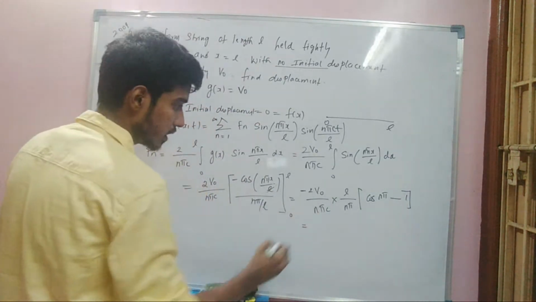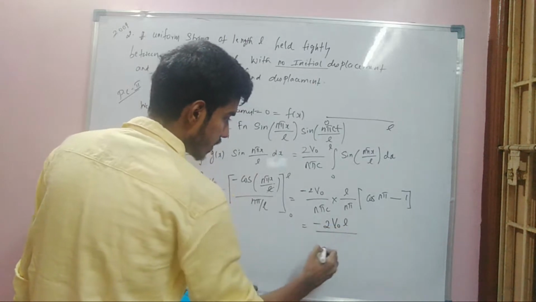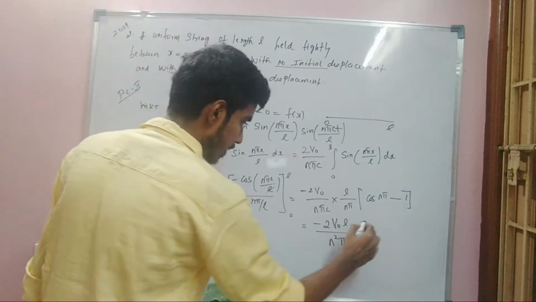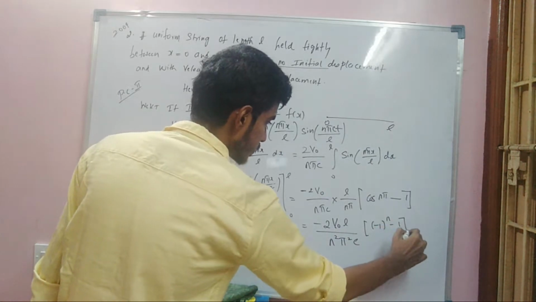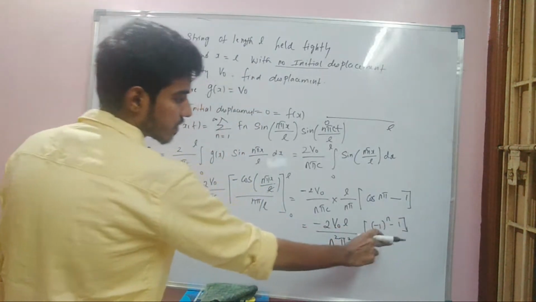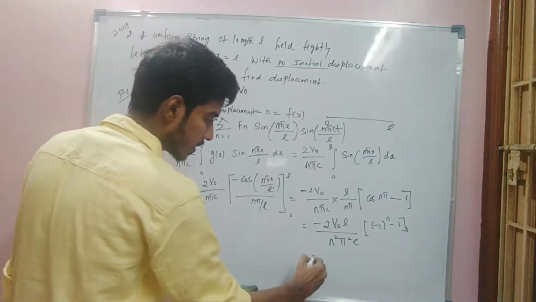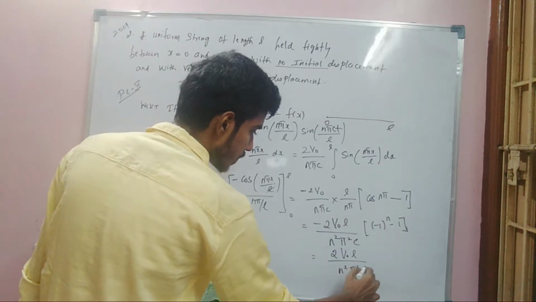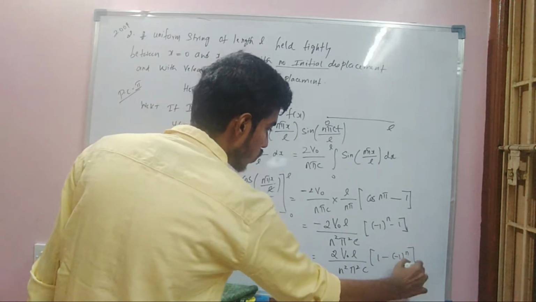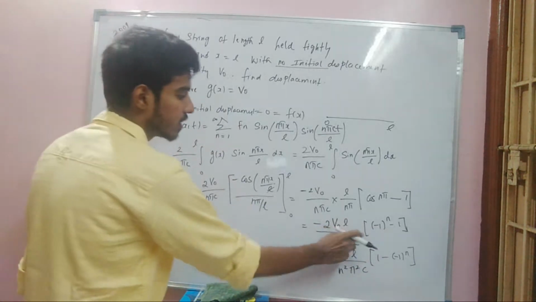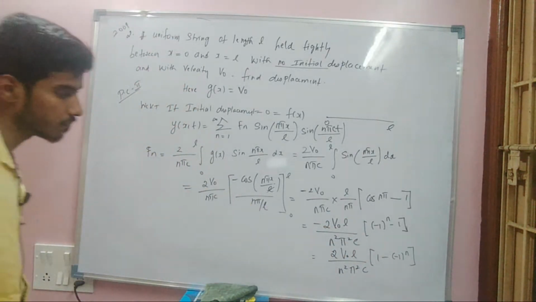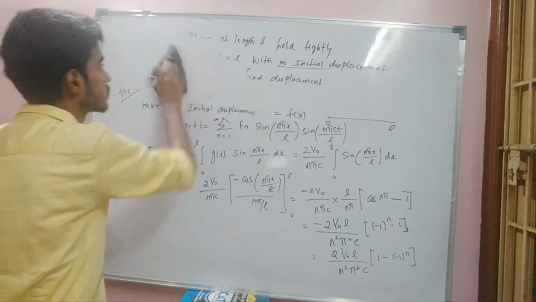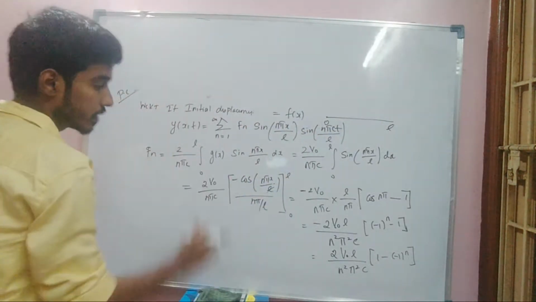Now I can write this as minus 2 v0 L divided by n square pi square c, into (minus 1) whole power n minus 1. Or else I can take the reverse terms and neglect the minus here. So this will be 2 v0 L divided by n square pi square c into (1 minus (minus 1) whole power n). So interchange these two terms, so the minus outside and this minus get cancelled. That is our Fn. Now we split this for even and odd n.